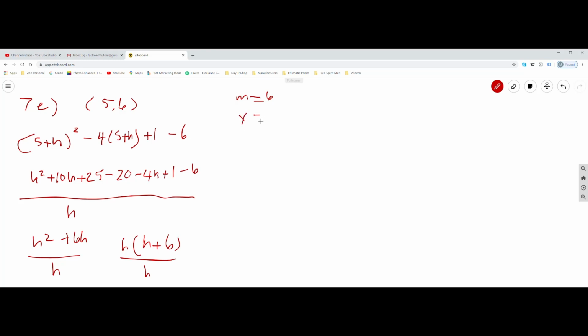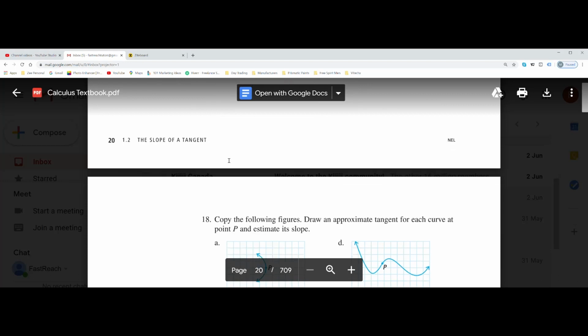So y equals 6x plus b. So 6 equals 6 times 5 plus b. 6 minus 30 equals b. Negative 24 equals b. y equals 6x minus 24. That is the equation for that one. So now let's look at 18.